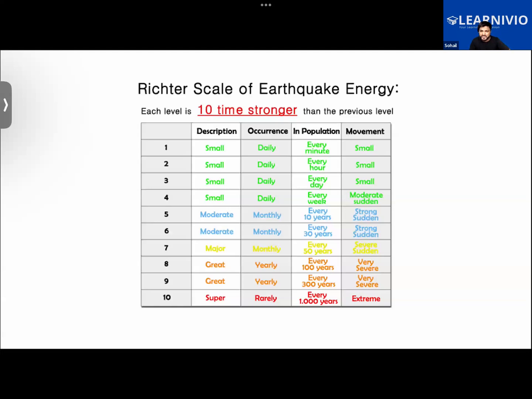Another important thing is that each level is 10 times stronger than the previous level, meaning that an earthquake with a magnitude of 2 is 10 times stronger than an earthquake with magnitude 1. Got my point now?